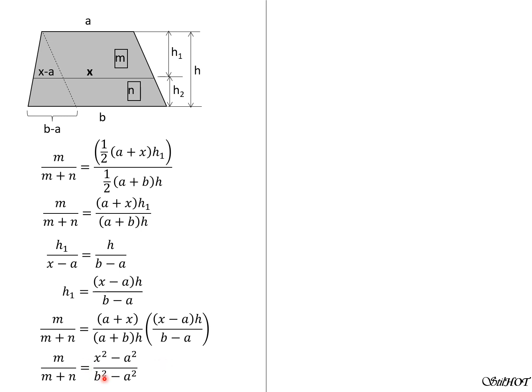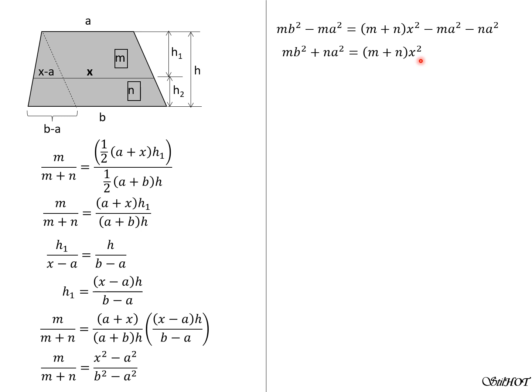Then we cross multiply, you have mb squared minus ma squared equals quantity m plus n times x squared, then minus ma squared minus na squared. So mb squared minus ma squared equals quantity m plus n times x squared, then minus a squared n, or na squared. So we can cancel out ma squared, negative ma squared, put this to the left, so we have mb squared plus na squared equals quantity m plus n times x squared.